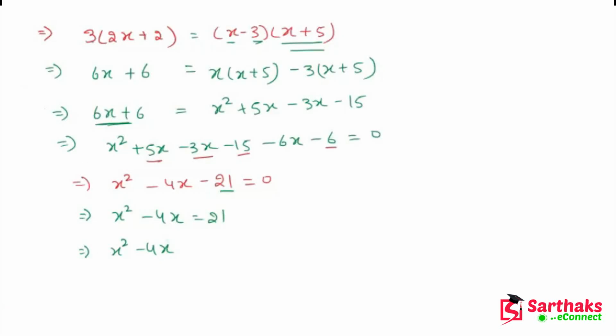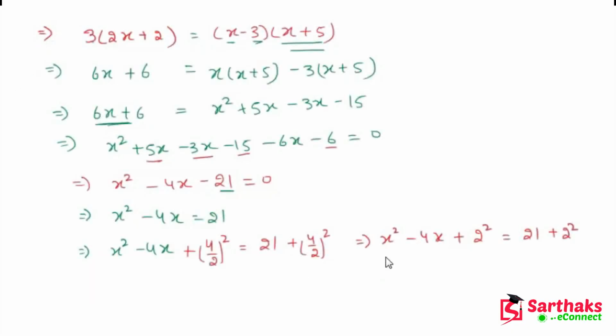So the coefficient of x is 4, and we have to add half of it, that is 4 divided by 2, squared. Similarly, we do the same on the other side. So we get x square minus 4x plus 2 square, equals 21 plus 2 square. I hope you understand these things.